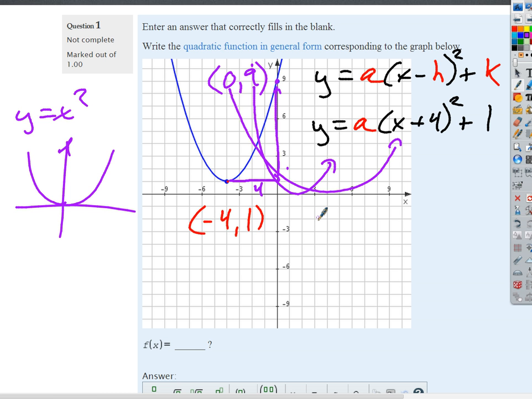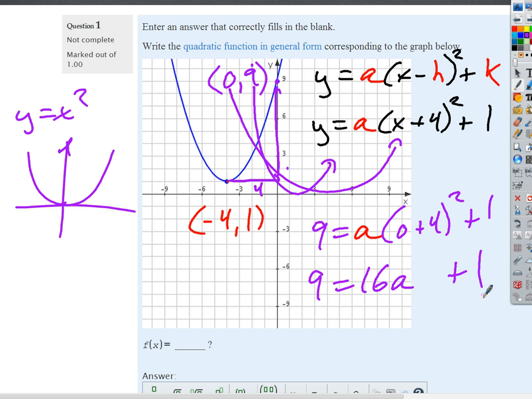It's a solution, right? So if I plug those in, I'm just going to get 9 equals a times the quantity 0 plus 4 squared, plus 1. So I'm just going to get 16a equals 8, right? So a is 1/2. Wait, why 17? The 1's outside though, right? So I subtract the 1 and make that an 8, divide by 16 and get 1/2.